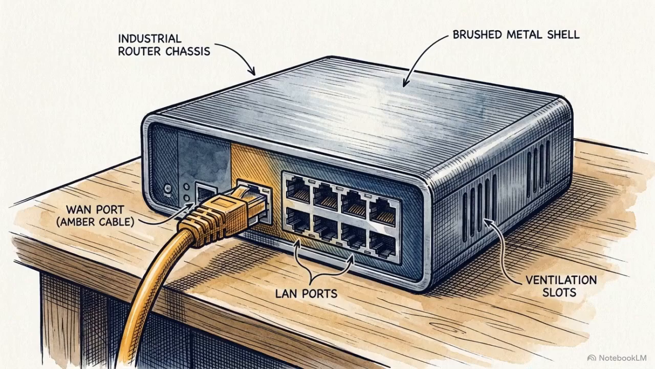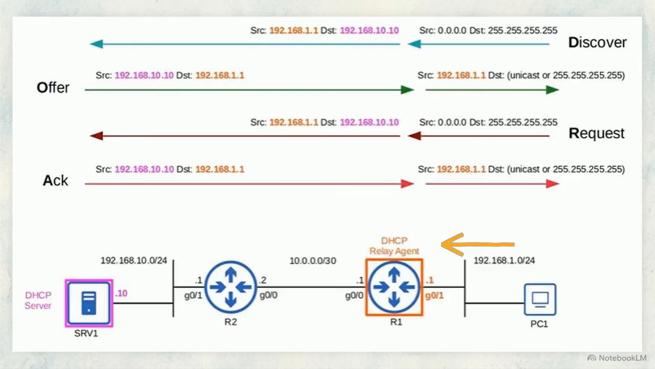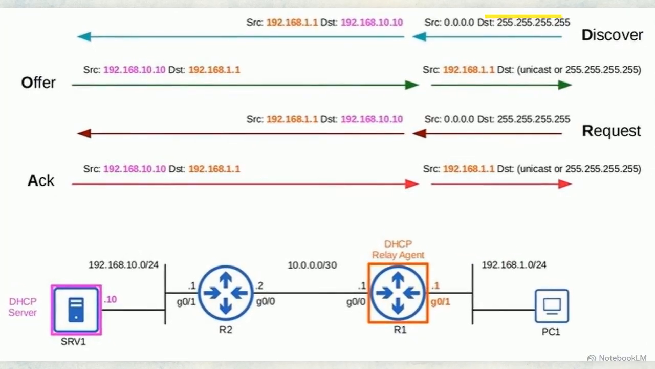Next, we move to the intermediary router. Right now, this router serves as a dead end where the local broadcast messages from the client are dropped. This diagram illustrates the fix. We configure the router as a DHCP relay agent, which intercepts the local broadcast destination, the 255 address, and repacks it into a targeted unicast destination aimed directly at the server.